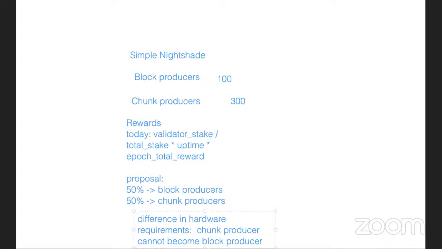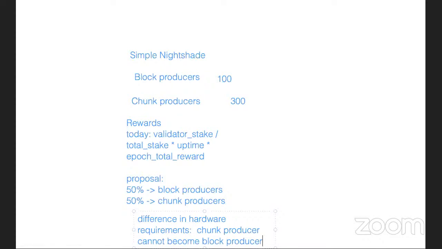To make the hardware requirements more predictable, the idea is that each chunk producer is only responsible for one shard, and only one shard. Basically there's no surprise. It's not that you suddenly become responsible for multiple shards, where your hardware is only capable of tracking one shard, and we ask you to track like 5 shards, for example, and that will cause problems.